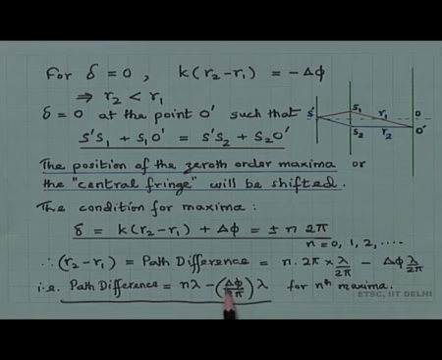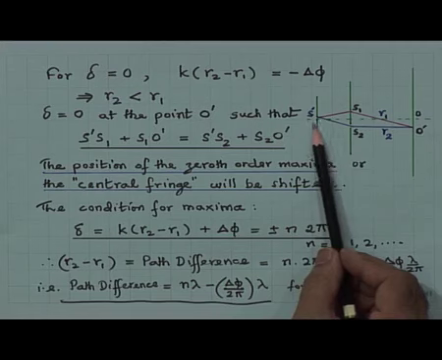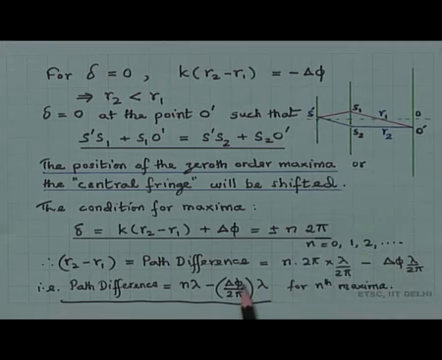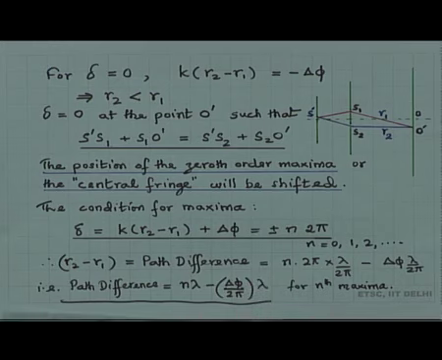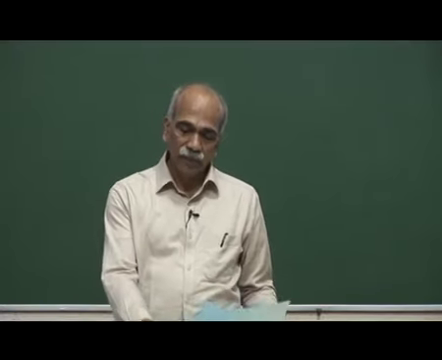Please see that if delta phi is equal to 0, that is if this were on the perpendicular bisector here, the original position S, then we would have had delta phi equal to 0, and the condition remains as path difference is equal to n lambda. Now, there is an extra term which depends on the phase difference. What is the effect of this on the fringe width? Let us see the effect of this on the fringe width.